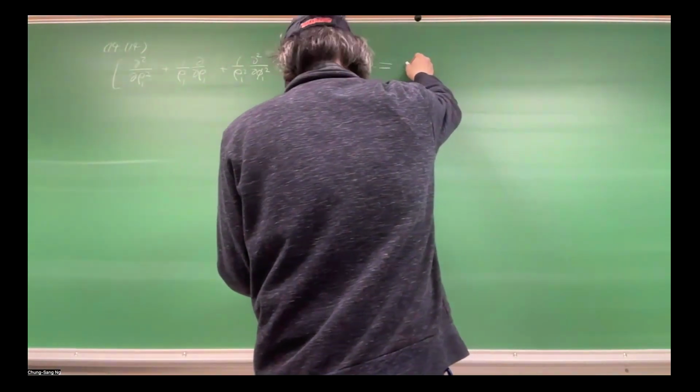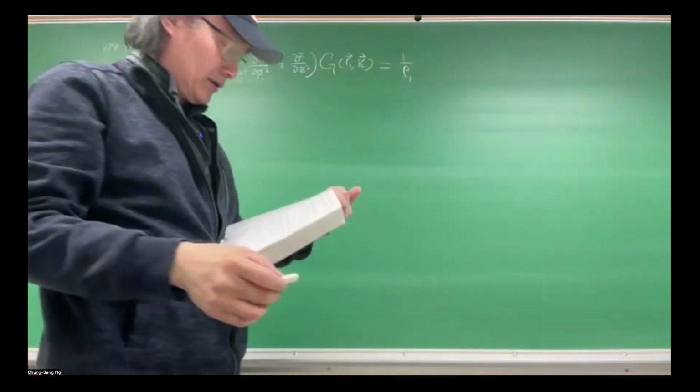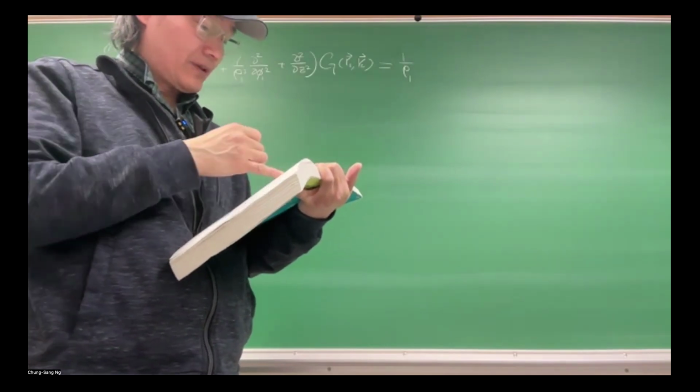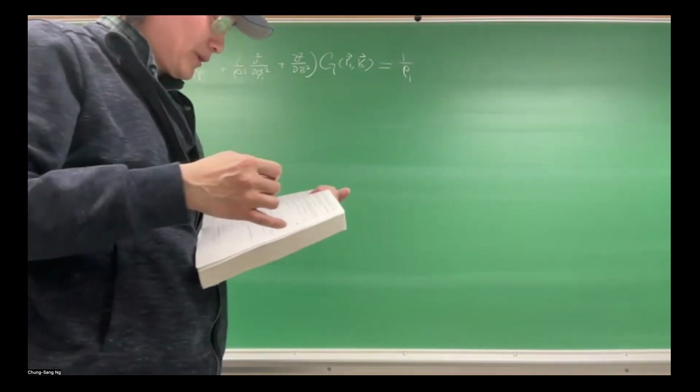In coordinates, it should be like this. There's a one over r sub 1, so r sub 1 instead of r sub 1 squared. In your textbook, do you have r sub 1 squared in the denominator?